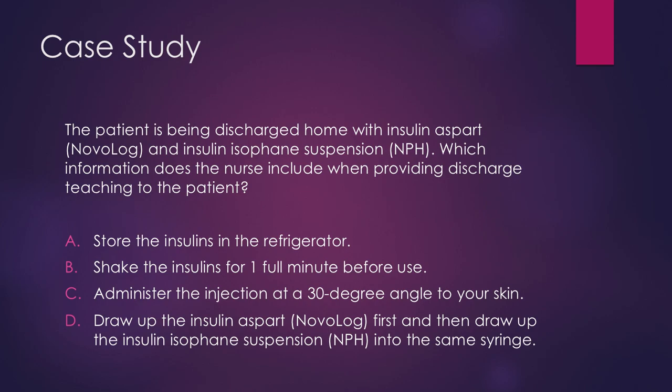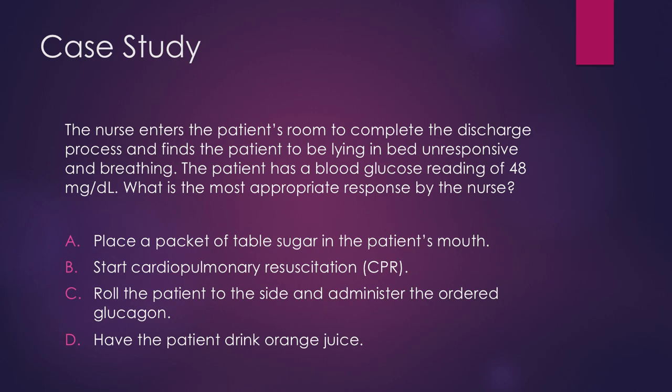So the nurse enters the patient's room to complete the discharge process and finds the patient lying in bed, unresponsive, but breathing. Blood glucose level is 48. What's your most appropriate response? It's definitely not A, putting sugar in the patient's mouth. Start CPR? Nope, not when they're breathing. Roll the patient to the side and administer the ordered glucagon or have the patient drink orange juice? You let me know next time you're unresponsive whether or not you can drink orange juice. That would be C. Give them glucagon.